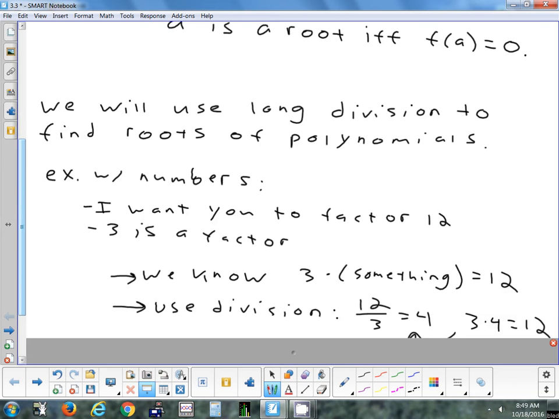Does anybody know what you call the answer that you get when you divide two things? Like when you add two things, it's the sum, or when you subtract, it's the difference. How about when you divide them? Yeah, a quotient. The quotient. Exactly.